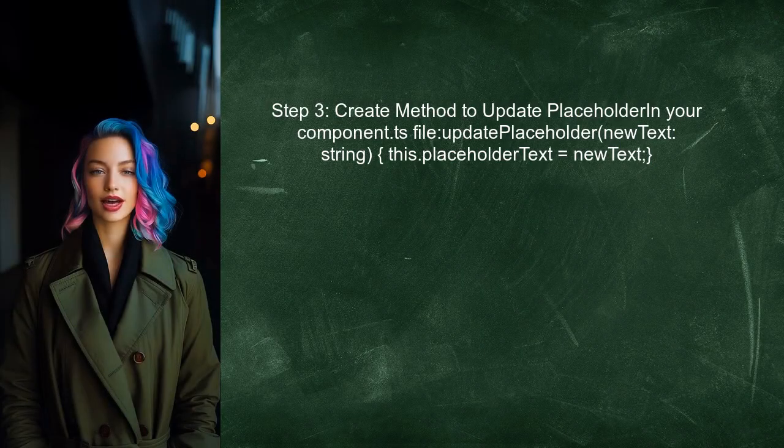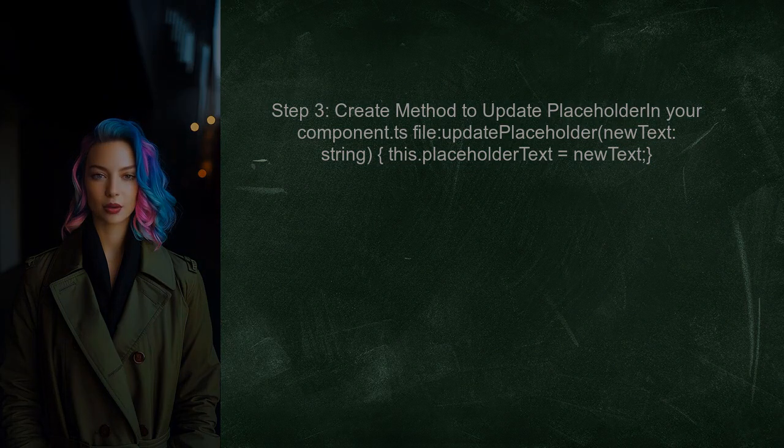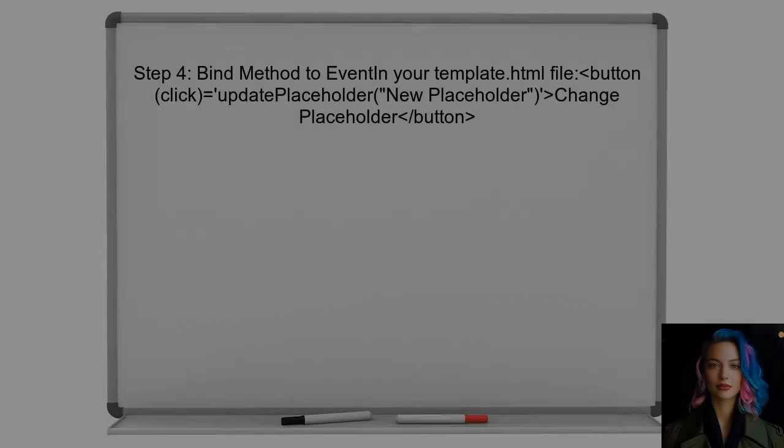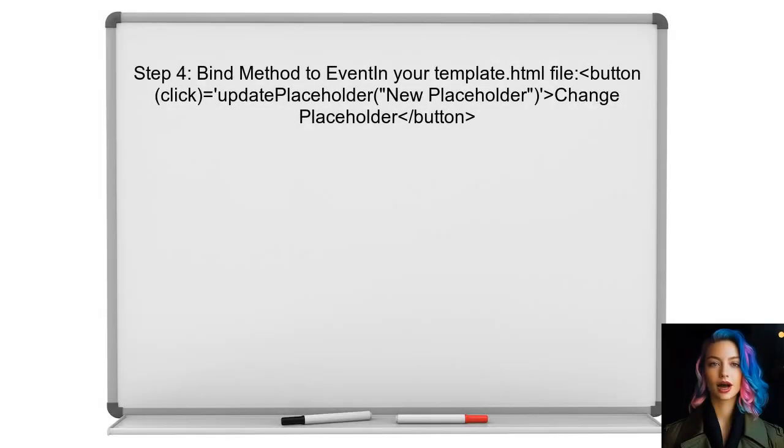Now, the user can create a method to update the placeholder text dynamically. This method can be triggered by an event, such as a button click or a selection change. Finally, the user should call this method whenever they want to change the placeholder. For example, they can bind it to a button click in the template.